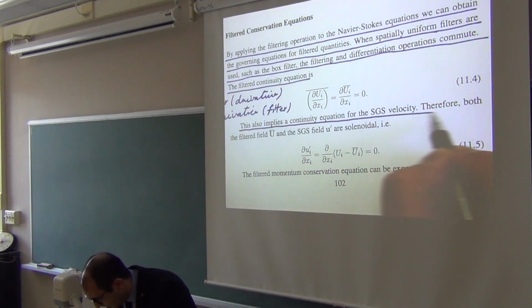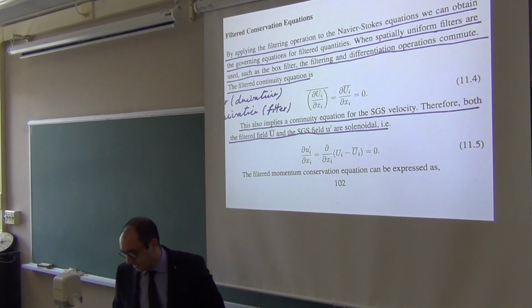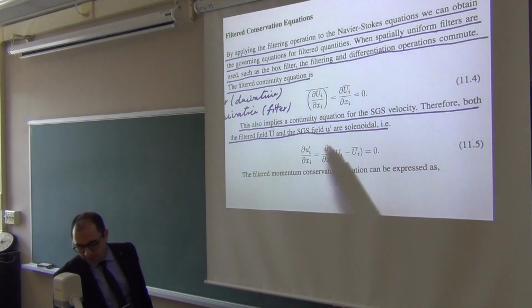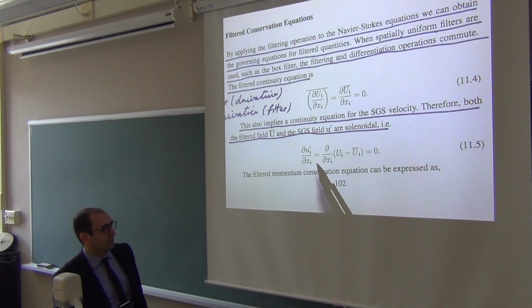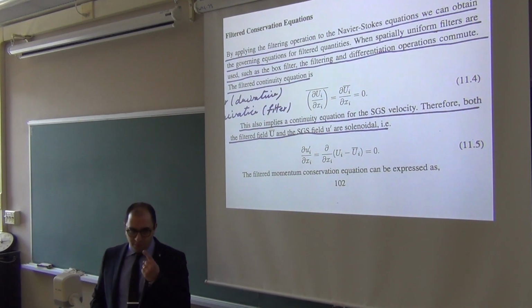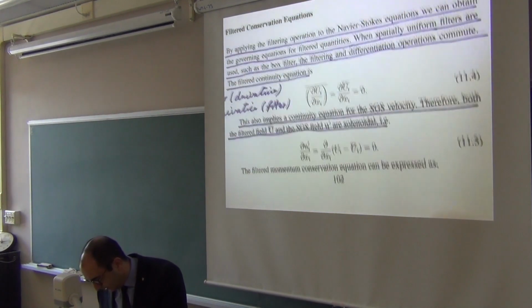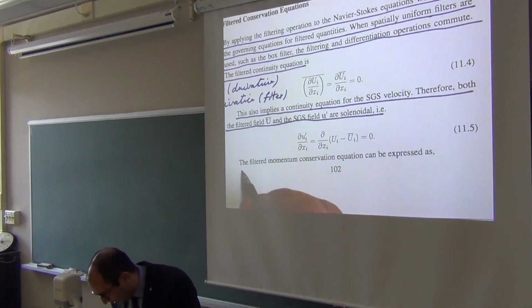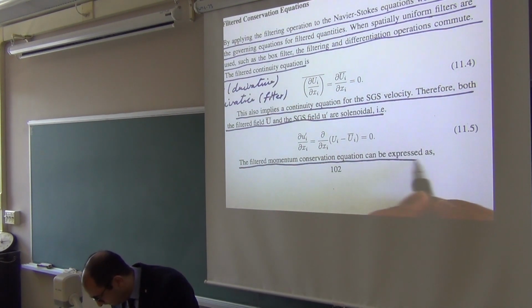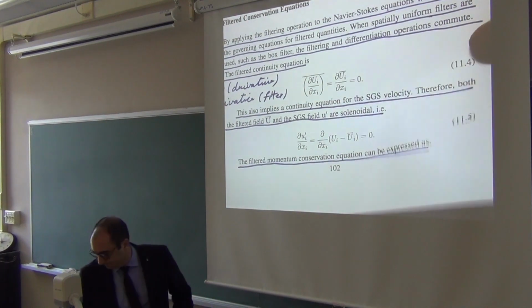In the same way, it must apply to the subgrid velocity, U prime SGS, the portion that was modeled, that's not resolved. So continuity applies to both the filtered velocity and the residual or subgrid velocity. So with these considerations, the momentum equation can be given as follows.